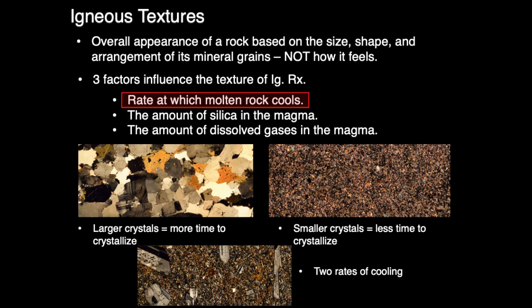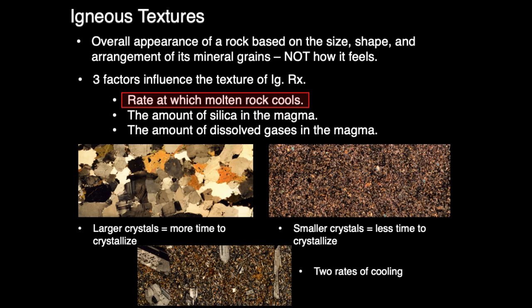Okay, so three main factors will influence the texture of an igneous rock at formation, and those three factors are the rate at which molten rock cools, and this is probably the most important factor of all, the amount of silica within the magma, and then the amount of dissolved gases within the magma. When we consider the rate of cooling, there are some things that we need to think about.